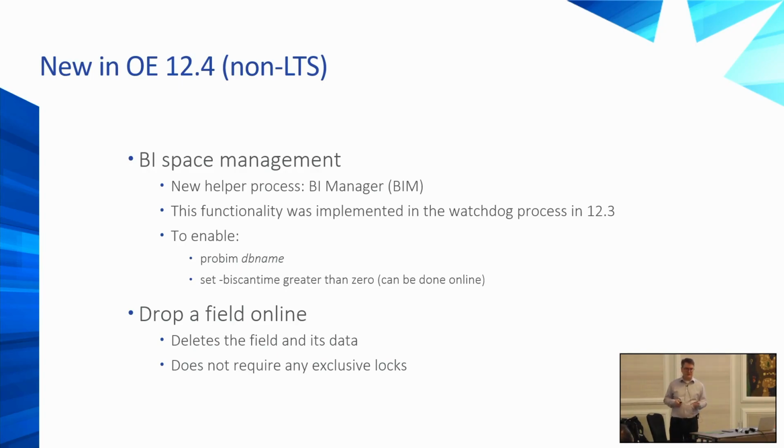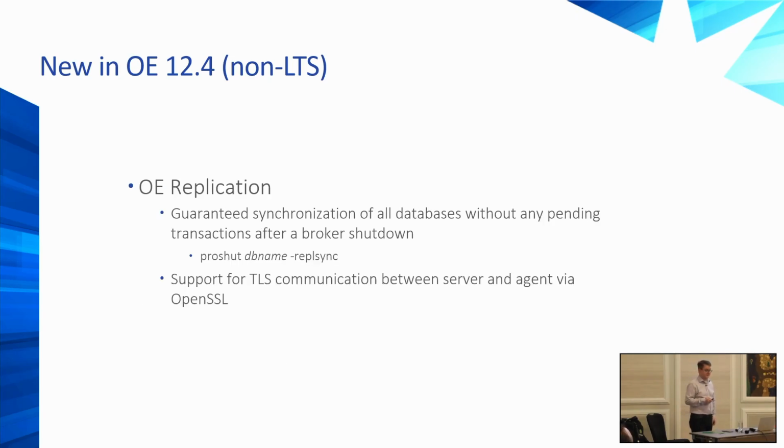And if you want to drop a field, I don't know who does this, but if you care to do that, you can now do it online, and it essentially deletes the data. You don't have to wait for mass deletion to happen. It's sort of like the fast schema change, but in reverse. You're just dropping the field logically, and you don't have to lock the records to do that.